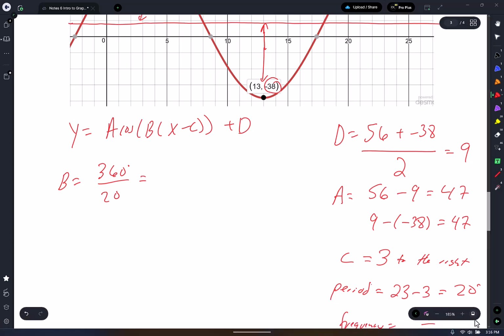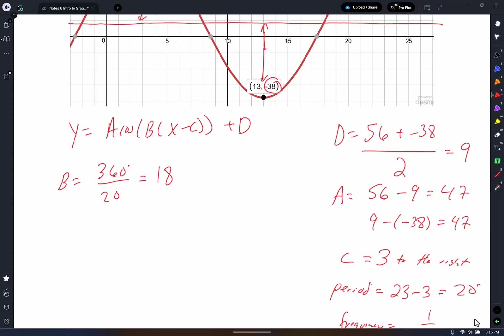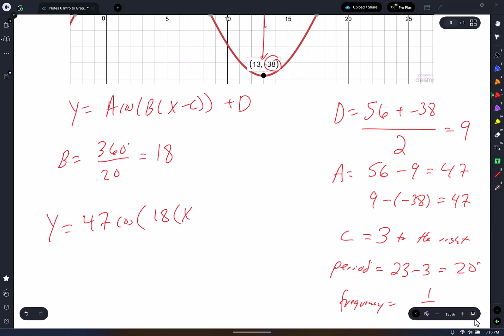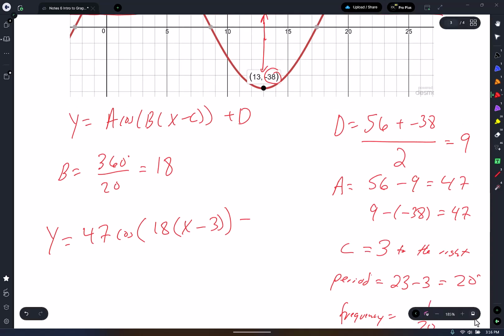2 goes into 36. Is that 18? So there it is, 18. Do you guys see how we did it? All right, here's my equation, guys. Y equals 47 cosine, open parenthesis, 18, open parenthesis again, x minus 3 to the right, there it is, plus 9.